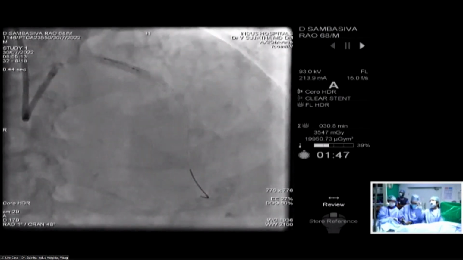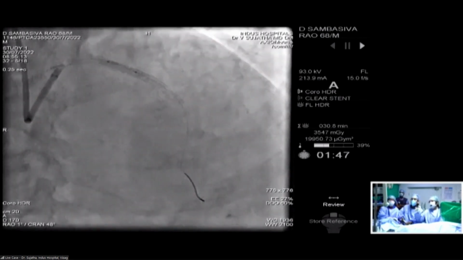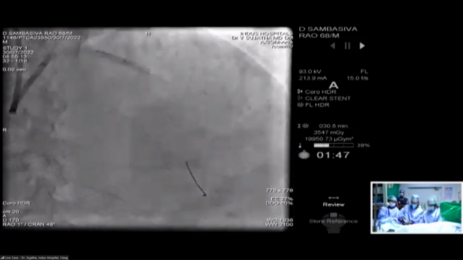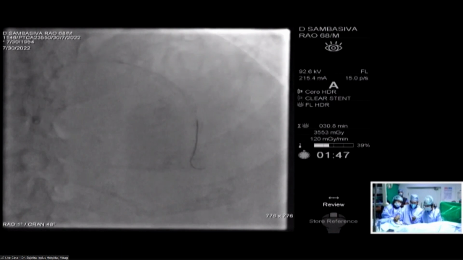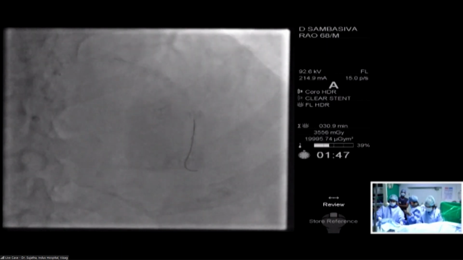As I told you, when I was trying to push this balloon, I had a problem. So I was forced to remove the OM wire. So we'll do the OCT and see whether there are any struts across the circumflex.